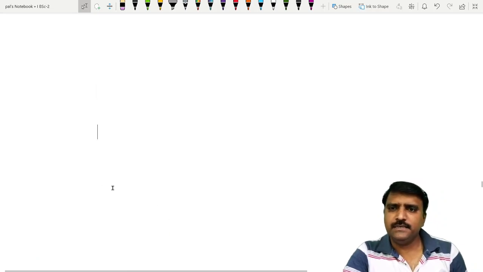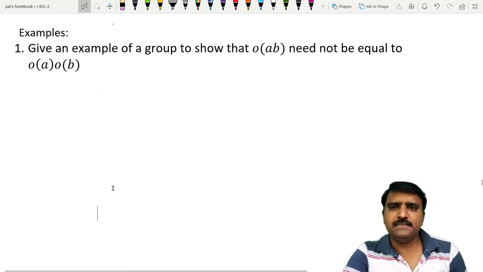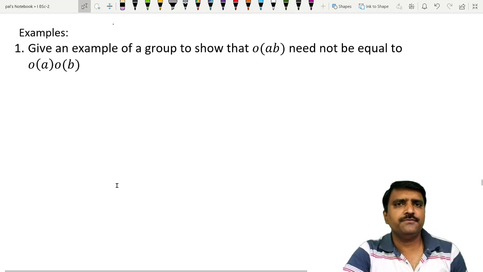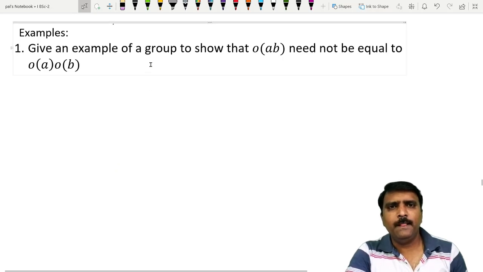Here you see this one. Give an example of a group to show that order of AB need not be equal to order of A into order of B. Generally we think that order of AB is always equal to order of A into order of B, but it is not true. In some cases it may be true, but in all cases it is not true.